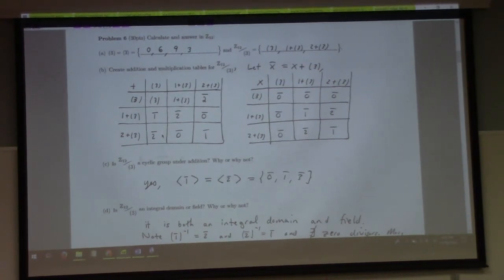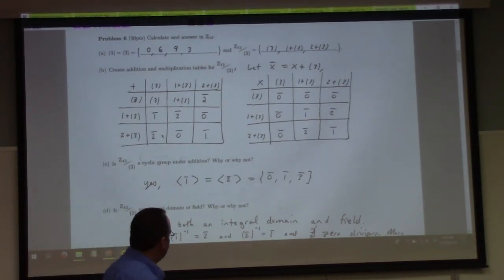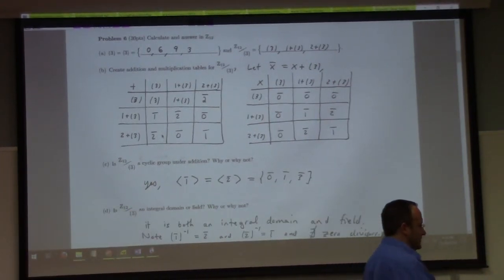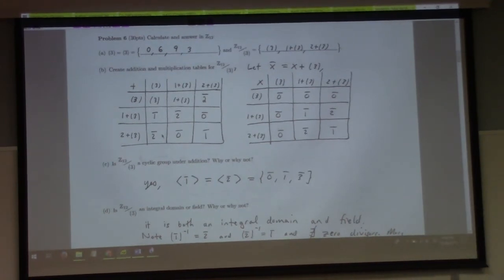Here they are. Is it a cyclic group under addition? Yup. You can generate it with either one of those elements. On this one? Yeah, I think it's supposed to be a 2. Unless you want to set 2 equal to 3, but that seems perilous. Is it an integral domain or field? Yes and yes? All right.